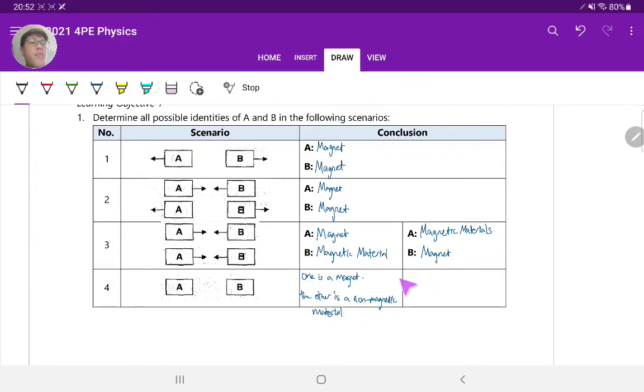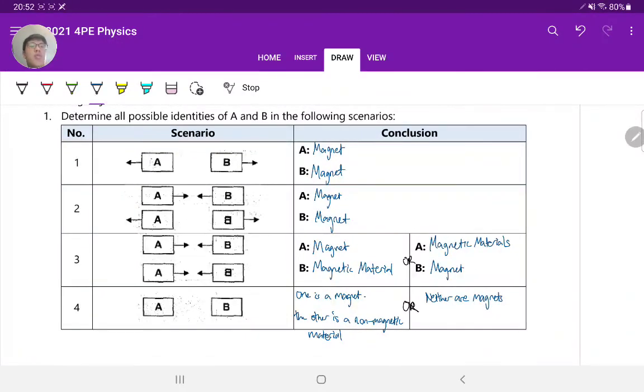Or, what's another possible scenario? Neither are magnets. Then whether or not they're magnetic materials or non-magnetic materials, it doesn't make a difference. As long as none of them are magnets, you won't get any attraction or any repulsion. Alright, so this is question 1.